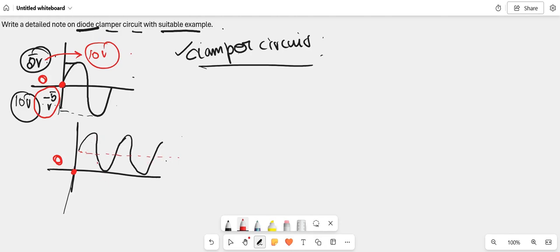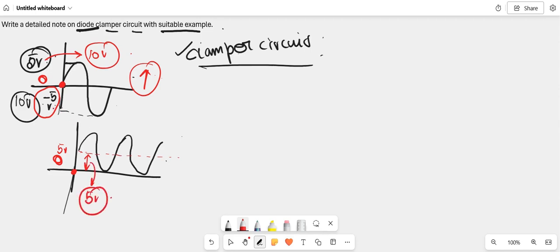If we draw the reference line like this, this is our 5 volt line, which was the peak amplitude in this signal. But now as we have clamped or shifted the signal in the upper side, or the positive y direction, this minus 5 volt has shifted over the zero reference line. As a result, this gap from 0 to 5 volt is 5 volt.